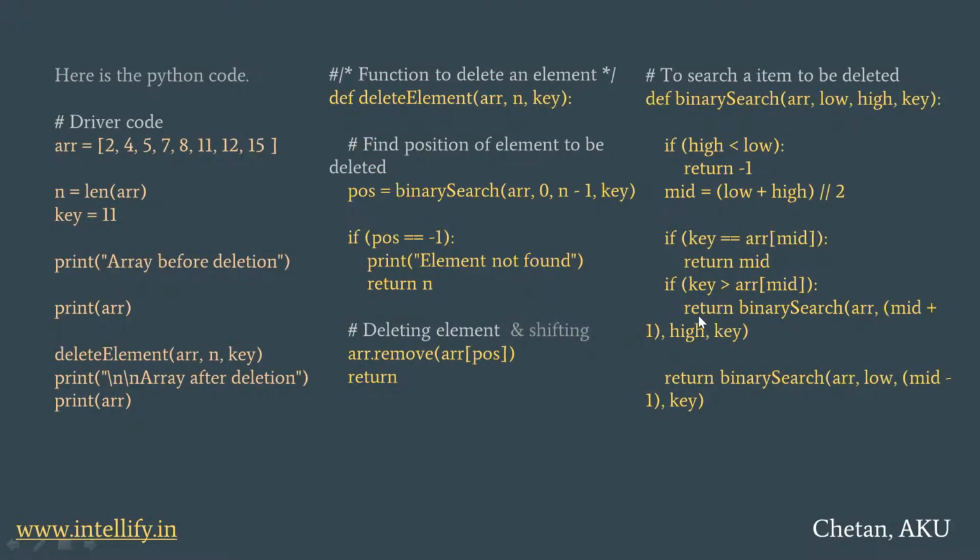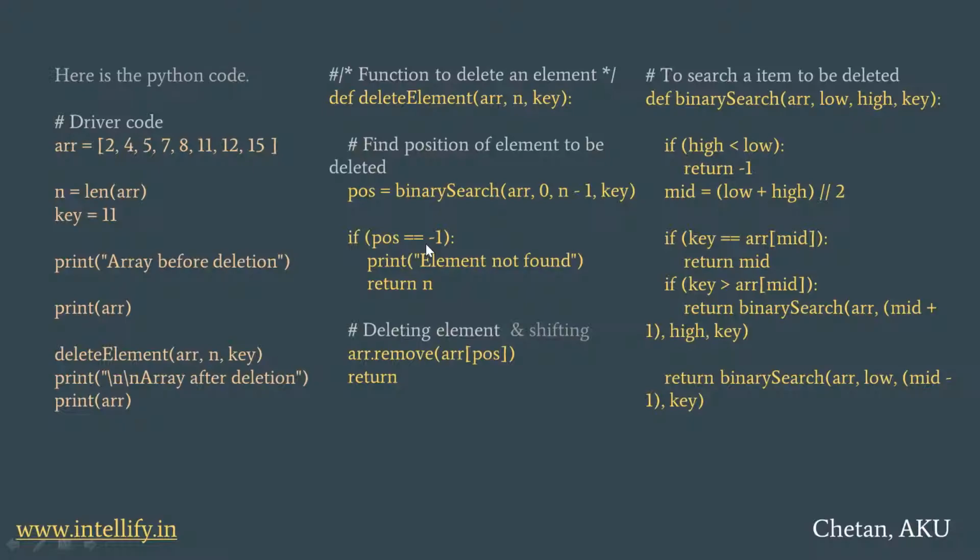If this condition is satisfied, then we again call our binary function from here, and now we search our element in the right side part of the array. Since the key is greater than mid, that means we need to search only the right side part of the array, and if this condition is also false, we check in the left hand side part of the array, that means the first part of the array, and return the index to the position variable.